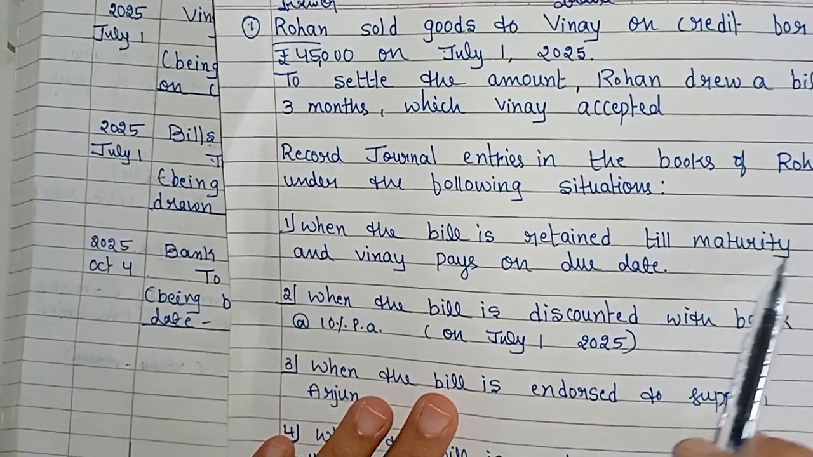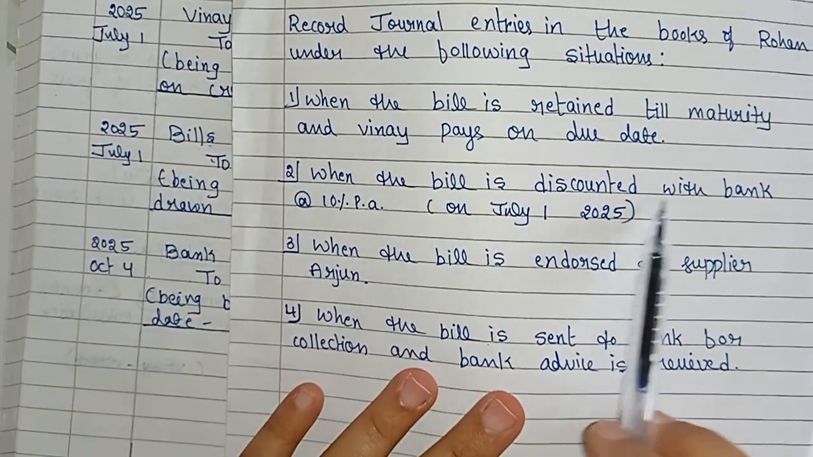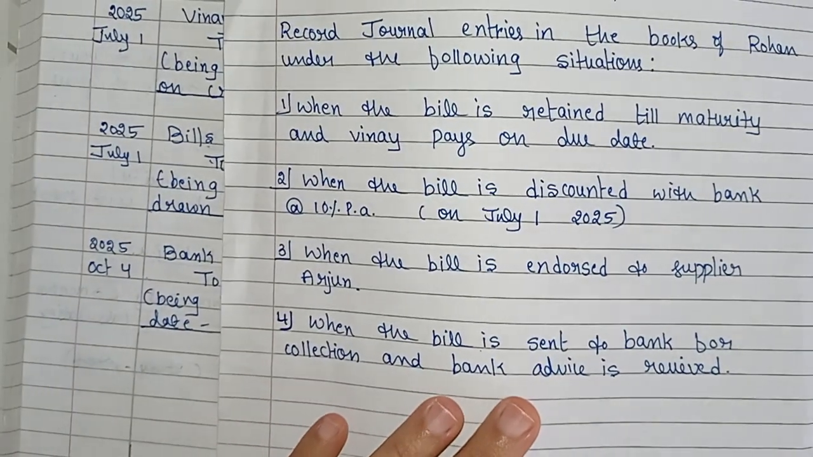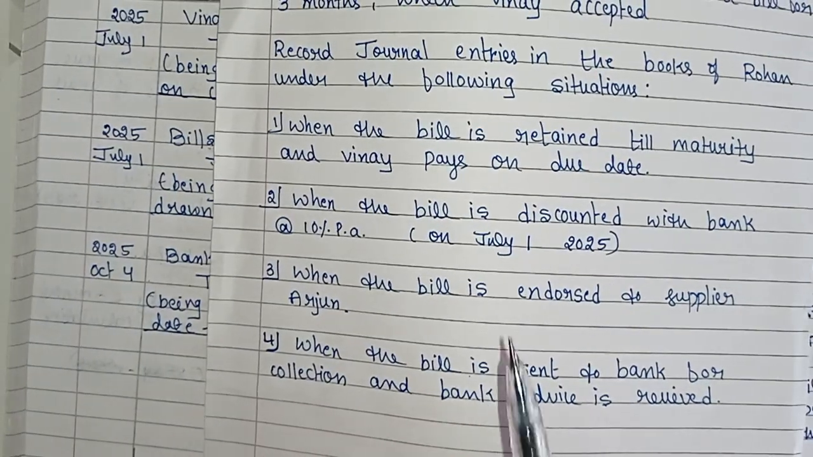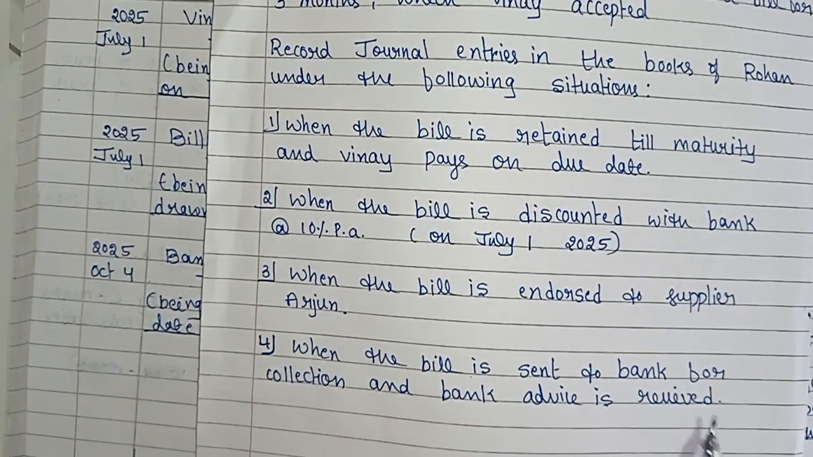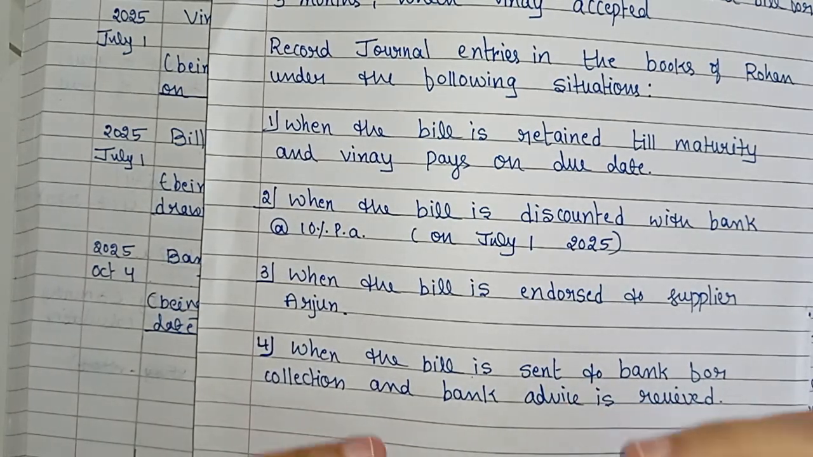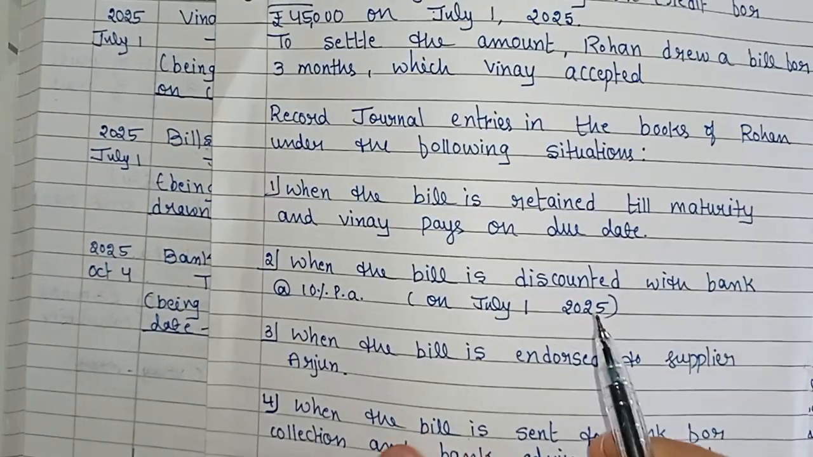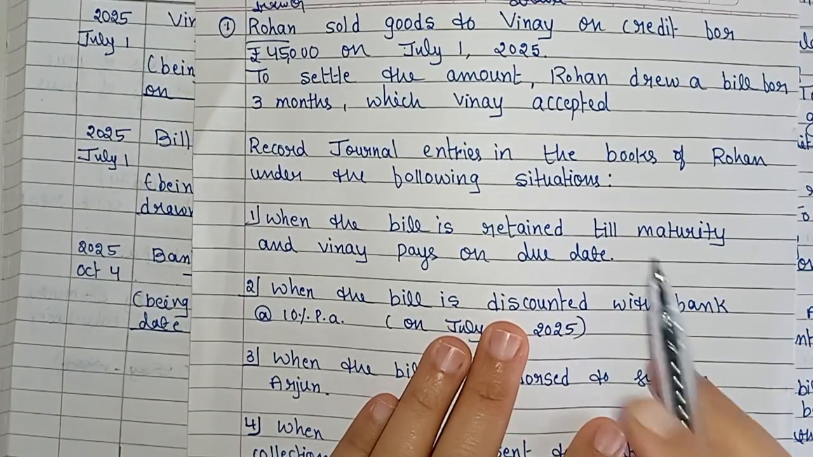So this is the first situation, that is the bill is retained till maturity and Vinay pays on due date. Now the second situation is the bill is discounted with the bank at 10% on July 1st, 2025. Clear? The bill is now discounted. So discounted, it means what? The bank gives the bill amount after deducting some interest or charges, that is called discount. It means when the drawer discounts the bill, he needs the amount immediately.